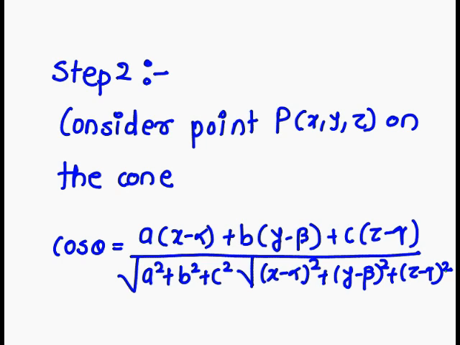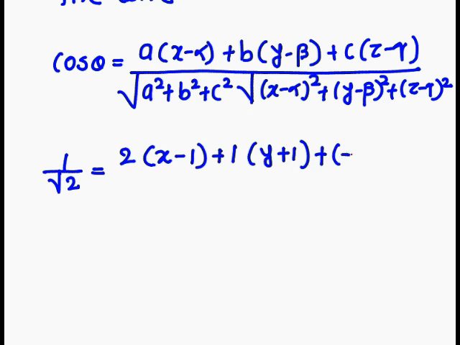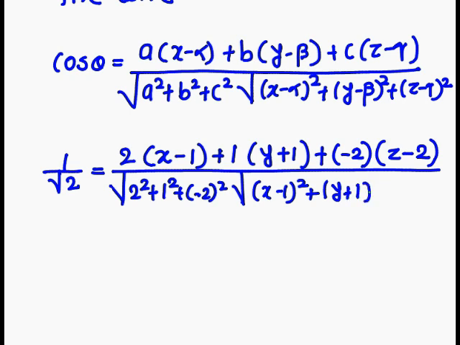Substituting all the above values into this, we get cos theta, whose value is 1/√2, equal to: the value of a is 2, so 2(x − 1), the value of alpha being 1; the value of b is 1, so (y + 1), since the value of beta is −1; and the value of c is −2, so −2(z − 2), the value of gamma being 2; divided by the square root of 2² + 1² + (−2)² into the square root of (x − 1)² + (y + 1)² + (z − 2)².